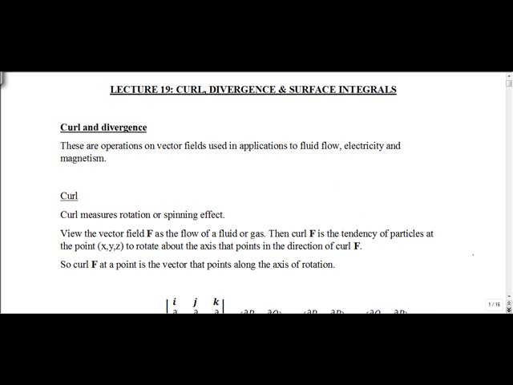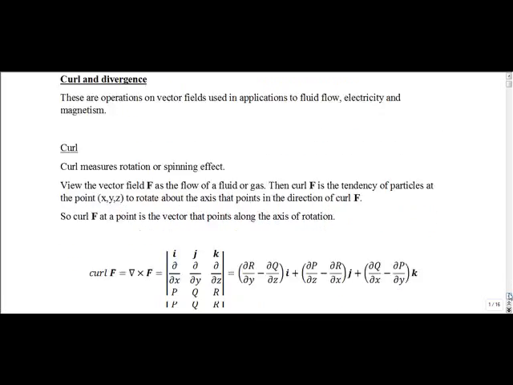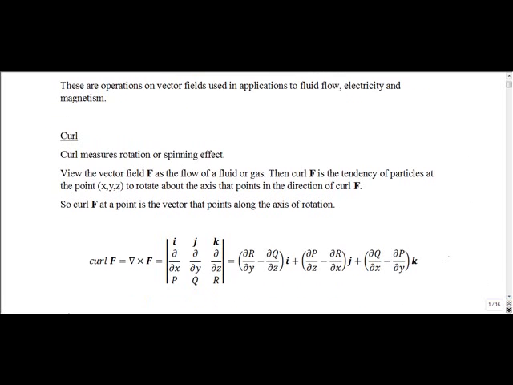Curl and divergence are operations on vector fields with applications such as fluid flow, electricity, magnetism, and so on. What is curl? It measures rotation or spinning effect. So if you view the vector field as a flow of a fluid or gas or wind or something like that, then the curl of that vector field is a tendency of the particles to rotate about an axis. And this axis is a vector called curl of F. Okay? Curl of F is the vector that points along the axis of rotation.